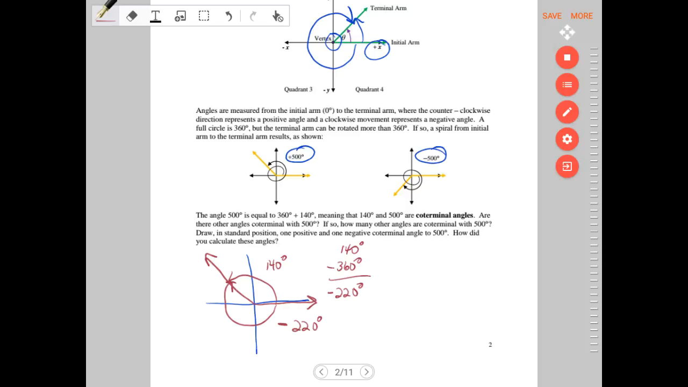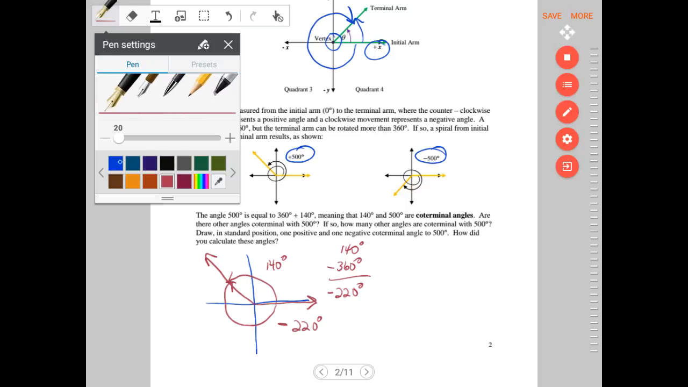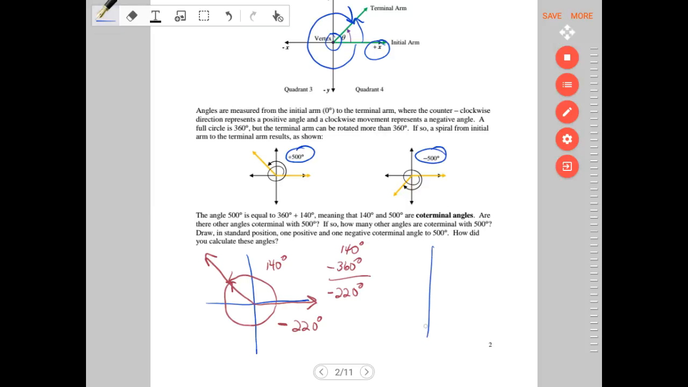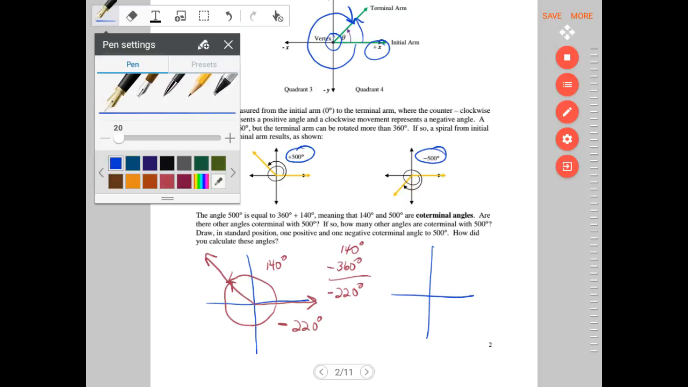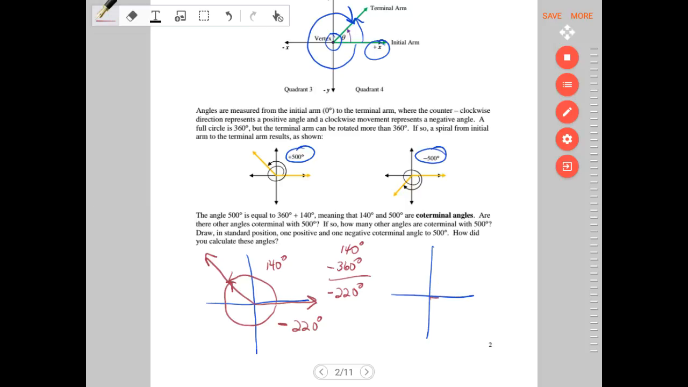To pick up another positive one, there's our crosshairs. Okay, our initial arm again on the positive x-axis, and our terminal arm in quadrant 2. So, one that would be coterminal with 500 but positive, well, instead of subtracting 360, I can add it. So that gives me 860 degrees.